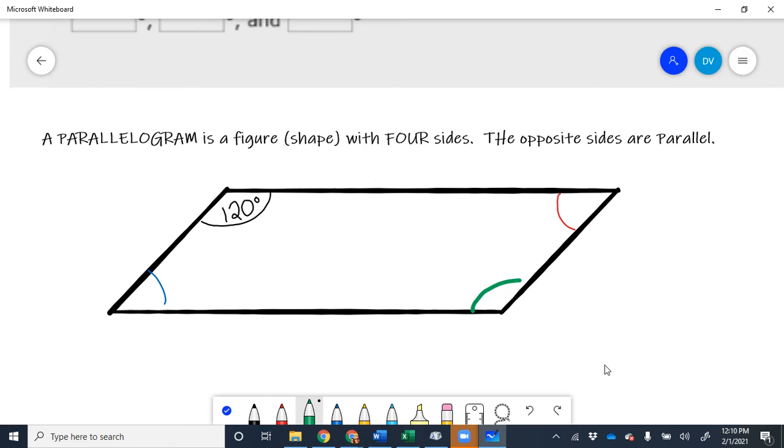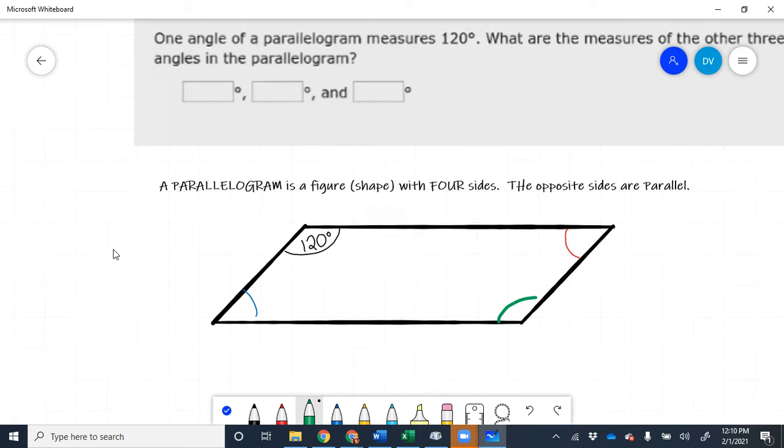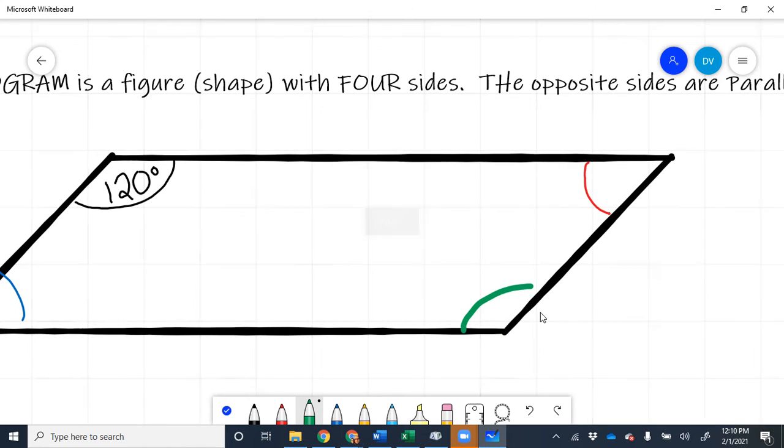Okay, so I have a question, and I bet you know the answer. One of those colors is the same size, the same measure as the black one. Can you tell me which color? You're right. That's one of the things about parallelograms: those two angles on opposite corners are called opposite angles, and they are always the same measure.